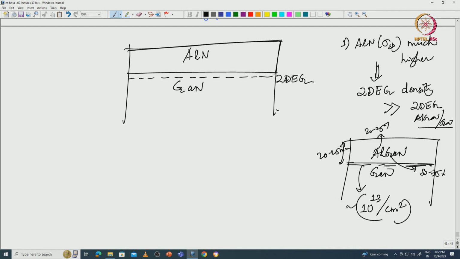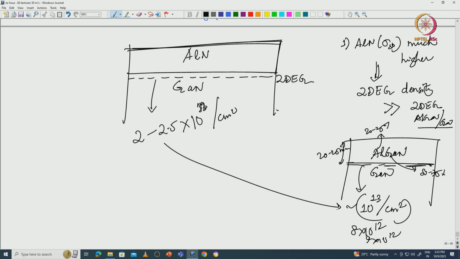It could be slightly lower depending on the design, it could be say 8 into 10 to the power 12 or 9 into 10 to the power 12, close to 10 to the power 13 or slightly more maybe. But with AlN GaN HEMT you get a very high density in the range of 2 to 2.5 into 10 to the power 13 per centimeter square, which is more than 2 times that of AlGaN-GaN. If your charge density is more than 2 times, then your current density also would be more than 2 times. So, that is a beauty, you will get much higher current.